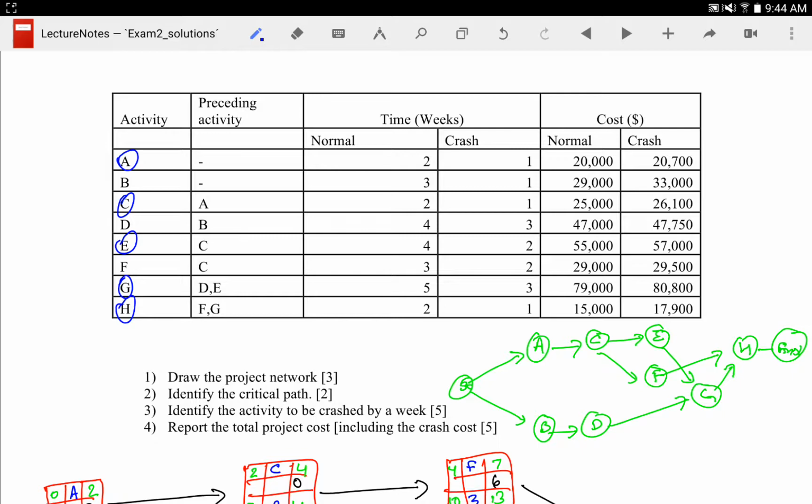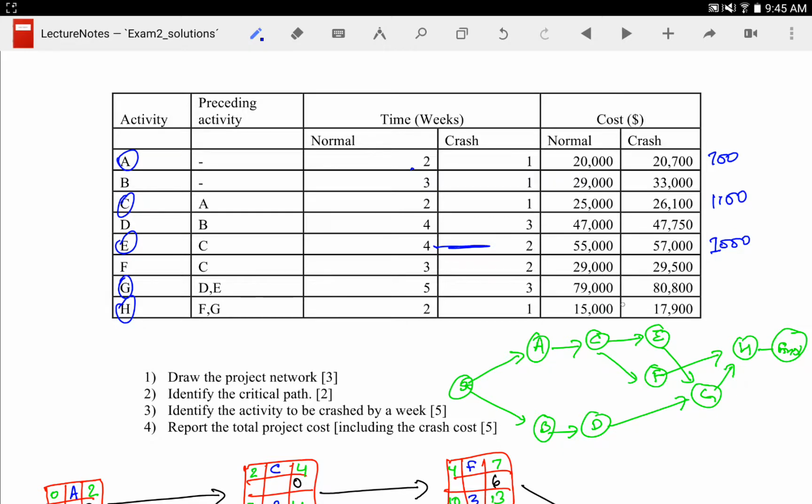Well, let's see. The cost of crashing A from 2 to 1 is the difference between 20,000 and 20,700, that is 700. C is 25,000 and 26,100, and that is 1,100. The difference between the crashing cost of C, 4 and 2, remember we can crash it twice for 2 weeks. So the difference here is 2,000, but because it can be crashed 2 weeks, we have to divide it by 2, so it makes it 1,000 per week.